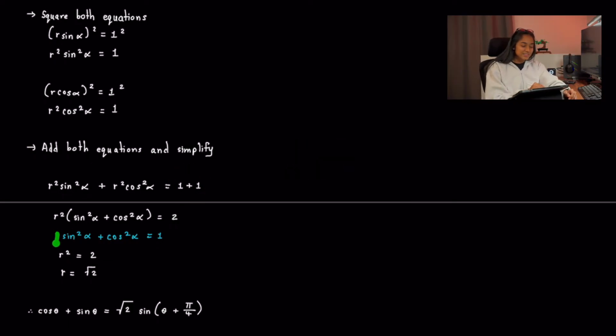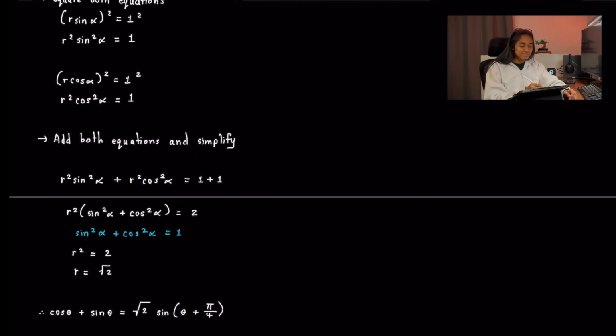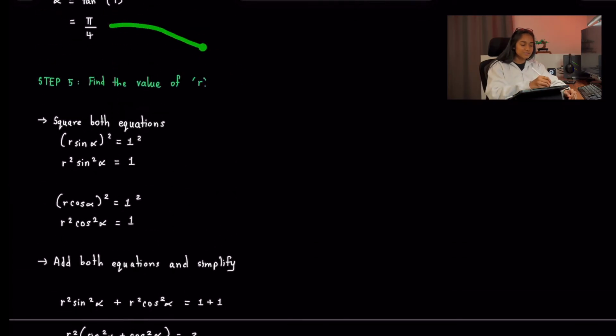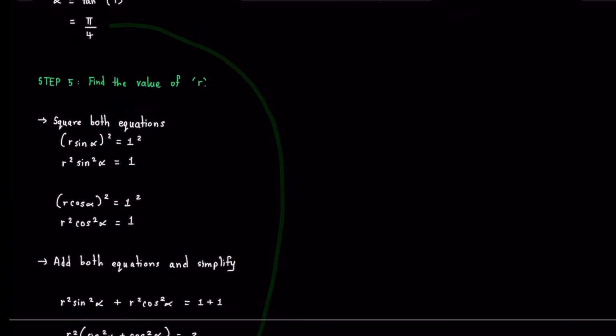So using the identity sine squared alpha plus cos squared alpha is equal to 1, we're going to substitute it and get r squared is equal to 2, and therefore r is equal to the square root of 2. So we can easily say that cos theta plus sine theta is equal to square root of 2 sine of theta plus pi over 4, which we found before to be equal to alpha.